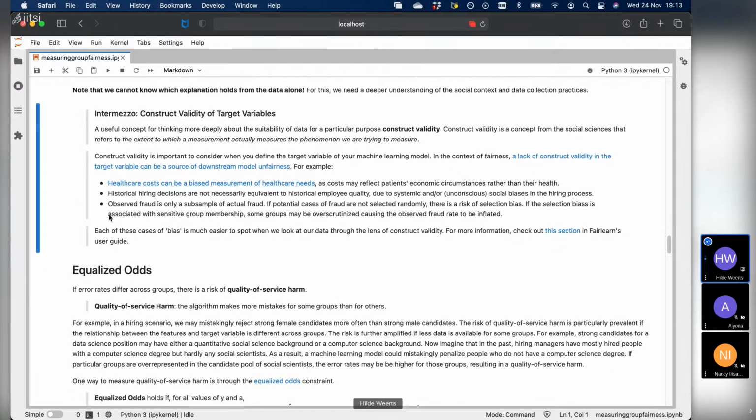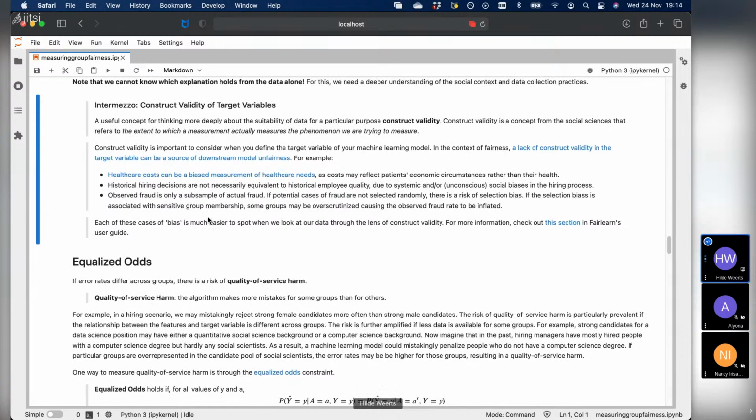So just to give you a few examples, in addition to the fact that rearrests is not the same as recidivism, healthcare costs can be a biased measurement of healthcare needs. So it could be the case that the costs reflect patients' economic circumstances instead of their health. Historical hiring decisions are not necessarily equivalent to historical employee quality. Again, these could be caused by systemic or unconscious social biases in the hiring process. And similar to the rearrests, observed fraud is only a subsample of the actual fraud. And if you do not select the cases that you're going to investigate for fraud randomly, there could be some form of selection bias. And if this is associated with sensitive group membership, for example, because the fraud analyst may have subconscious biases here, then some groups may be over-scrutinized, and that can cause the observed fraud rate to be inflated compared to the actual fraud rate.